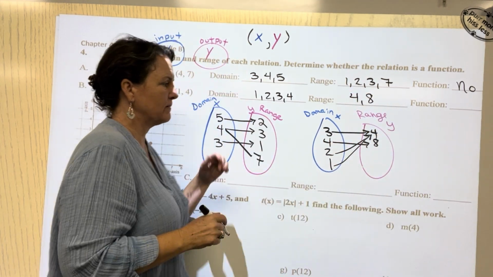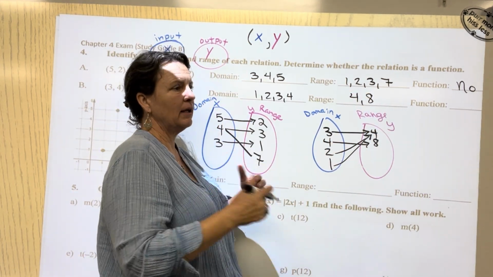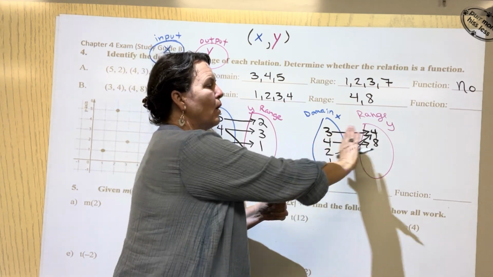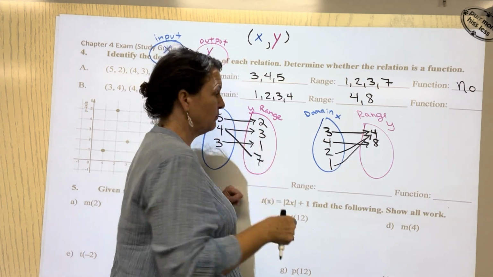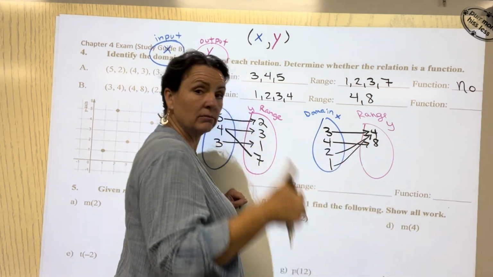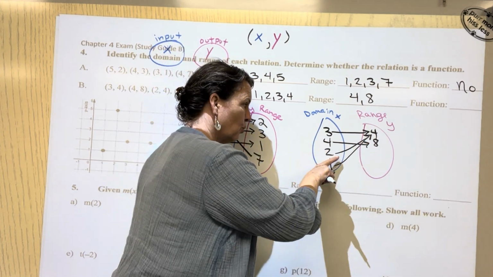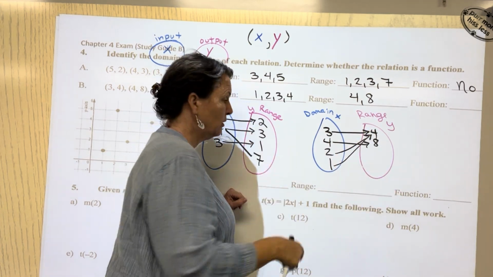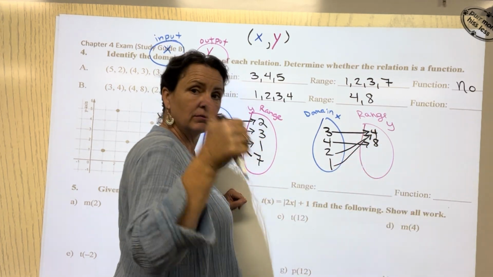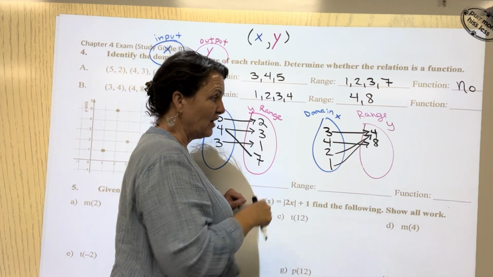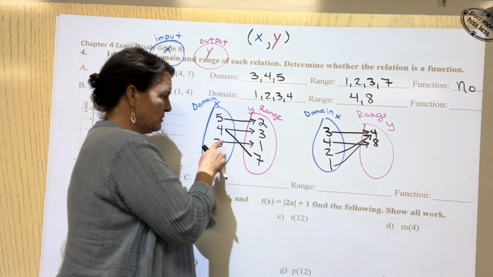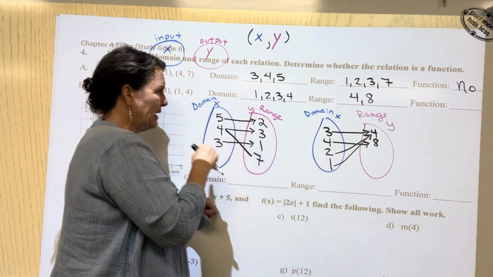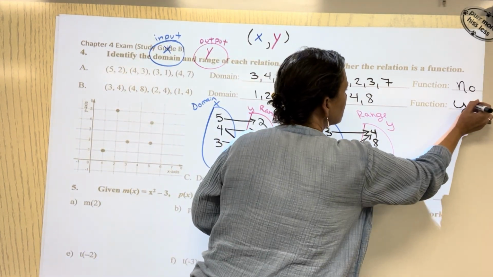But is it a function? Remember the rule of a function. Every input has one output. 3 has one answer. Good. 4 has one answer. Good. 2 has one answer. Good. 1 has one answer. Good. That's a function. I only see one line leaving each one of those. It's not like this guy has 2. That's great. That's a function.